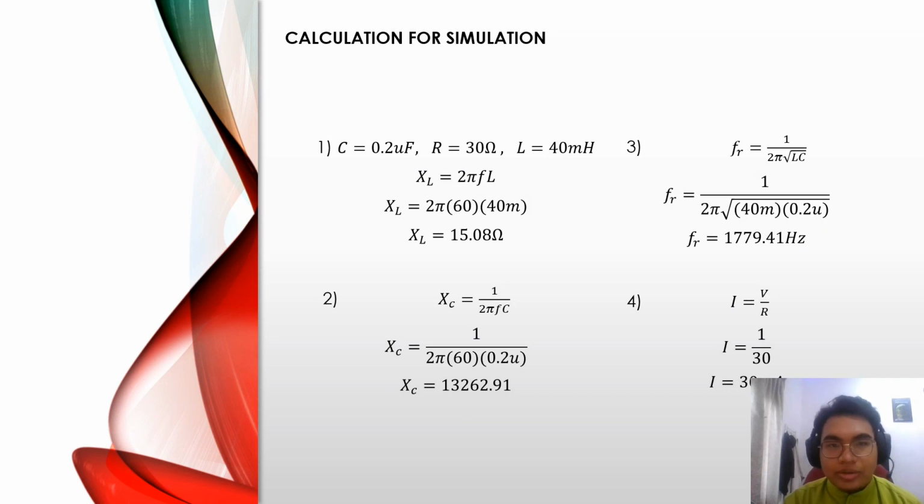Using the same circuit, we use Multisim software to simulate the circuit to compare the result. After the simulation, we got inductor impedance XL equal to 15.08, capacitor impedance XC equal to 13262.91. Next, frequency we got 9779.41 Hz. And the last one is current, which is 30 milliampere.